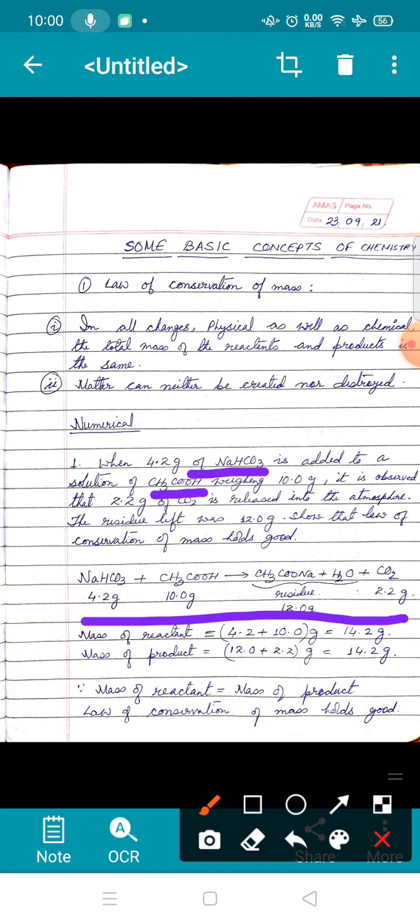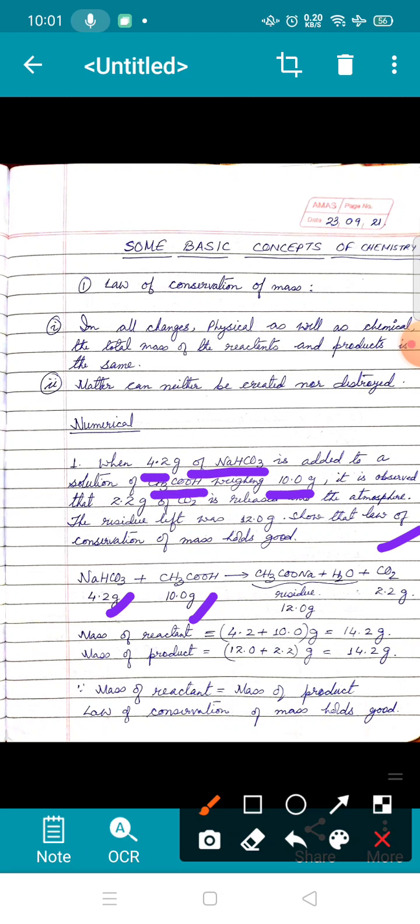Just below the symbols of the formula of the compounds, we have written down the mass as given in the question. Sodium bicarbonate mass is given 4.2 grams, so we have written here. Mass of acetic acid given 10.0 gram, we have written here. The mass of the residue, which means the salt and water, is 12.0 gram, and mass of carbon dioxide is also given in the question, that is 2.2 grams.